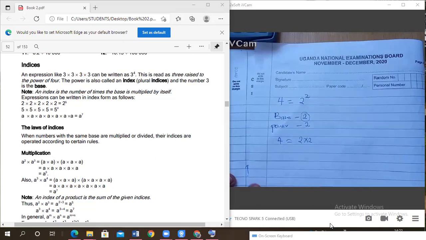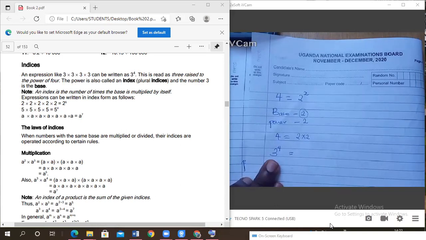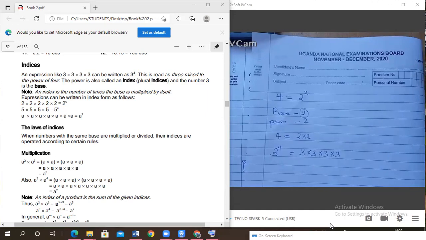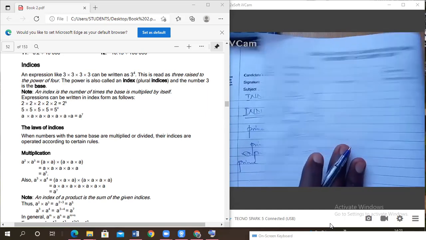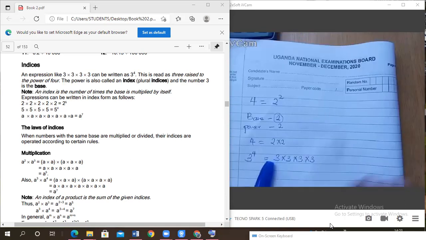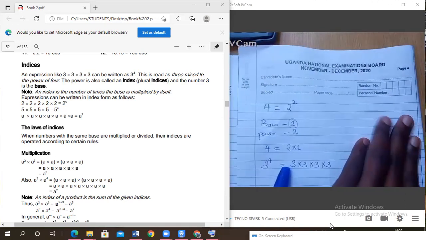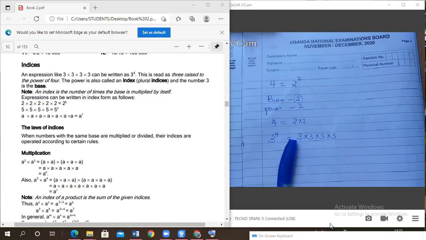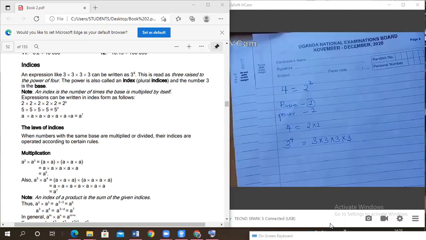2 times 2. The same, if I have 3 to the power of 4, it means 3 must multiply itself how many times? 4 times. So 3 times 3 times 3 times 3. So this is what we call an index. In a simple sense, when we talk of indices, we just refer to the number of times or a power to which a given number is raised. Right, together? Yes.